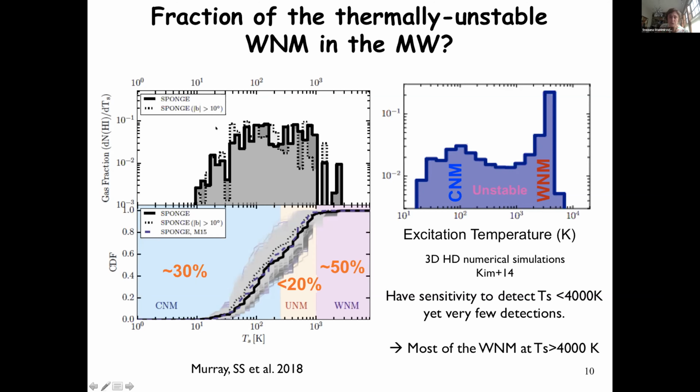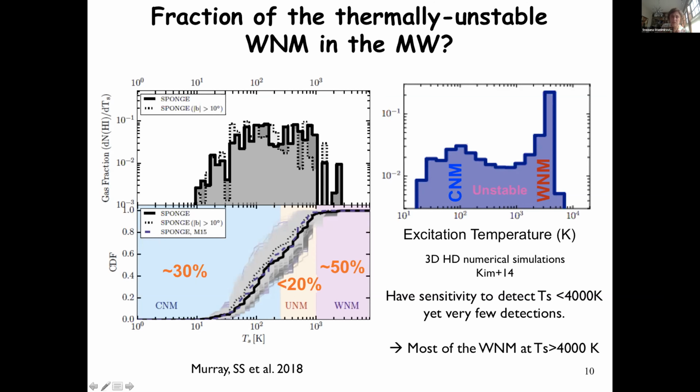So from here, we were able to constrain by mass the fraction of atomic hydrogen in the Milky Way as a cold gas, temperature less than 100 Kelvin, that's 30%. We constrained that middle end of thermally unstable gas to less than 20%. And then everything else is essentially warm neutral medium.